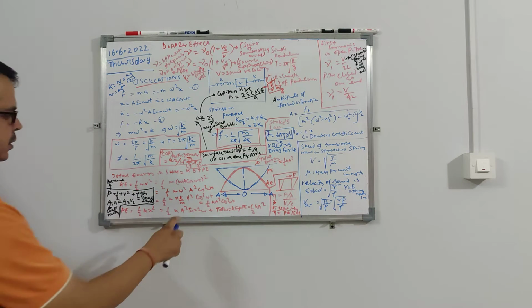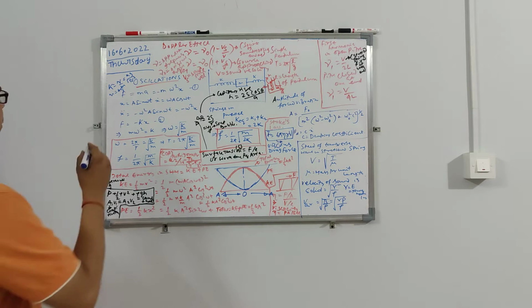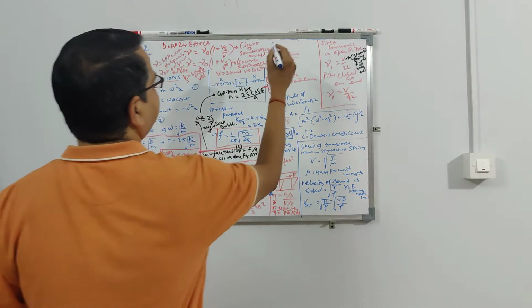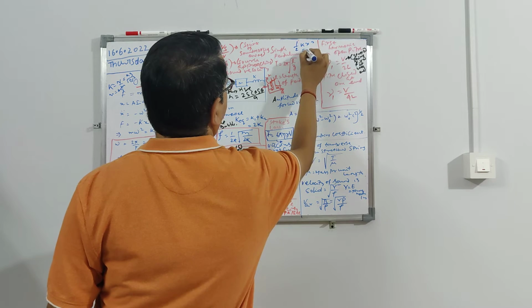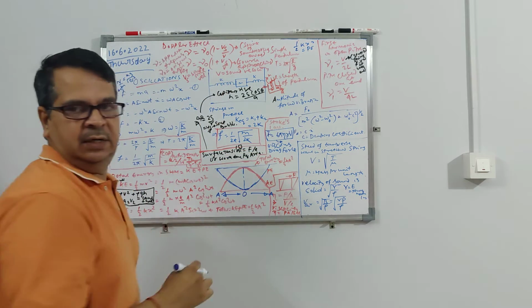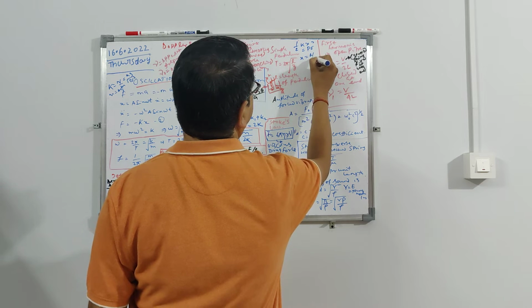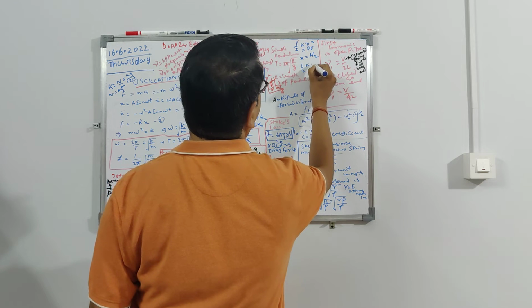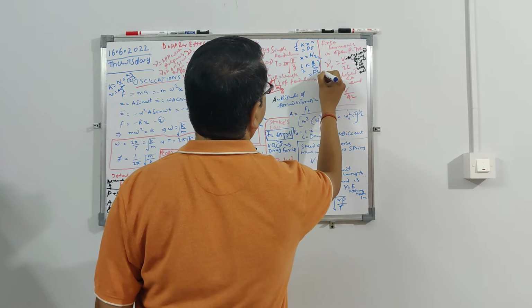Suppose you want to find the energy at, let us say, somewhere x is equal to a by 2. There what you can do is say half kx square, that is potential energy. So at x is equal to a by 2, this will become half k into a by 2 whole square. So this will become your potential energy.